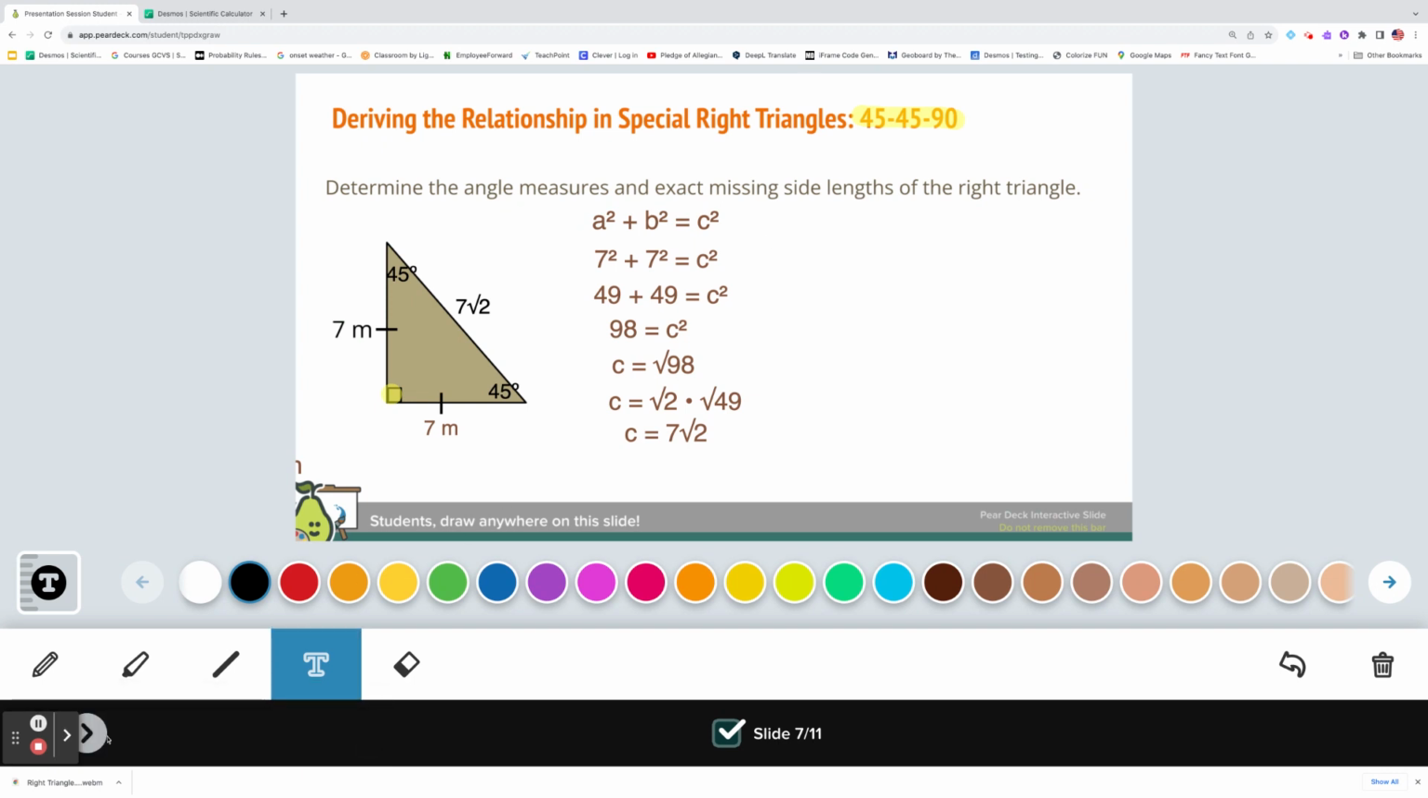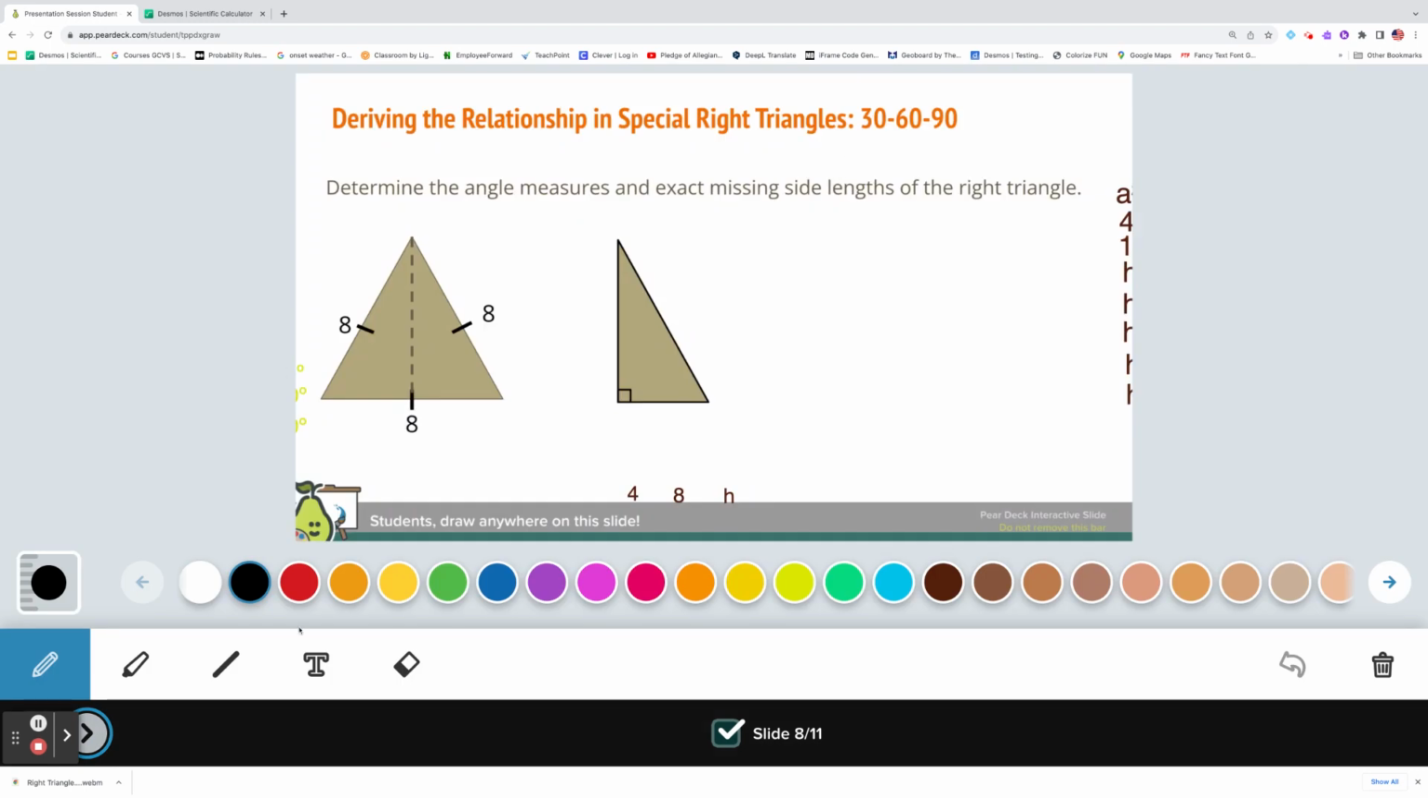There's one other type of special right triangle. It is a 30-60-90 special right triangle. In the 30-60-90, one of these angles is going to be the 90-degree angle, and the other angles are 30 and 60, the 30 being the smaller angle, and the larger of the two angles is 60.